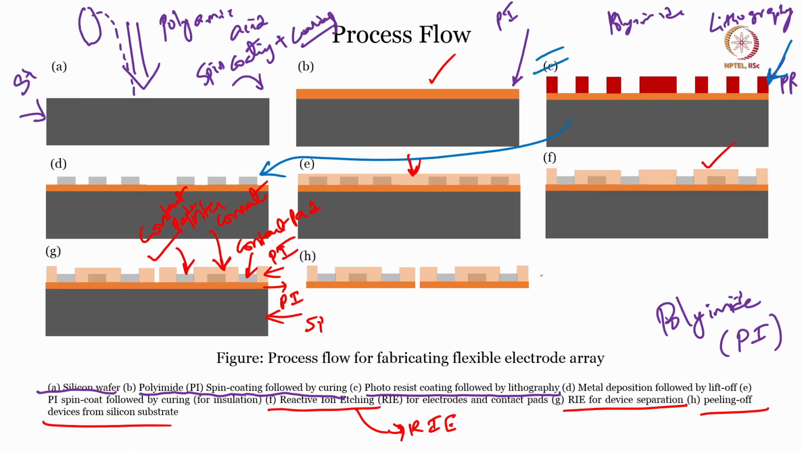Then there is something called peeling off devices from the silicon substrate. We can peel off, or we can cut it nicely using a surgical blade kind of thing, right. It depends on whatever it is.